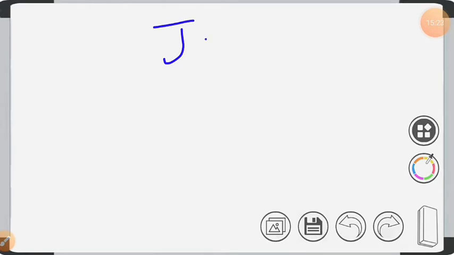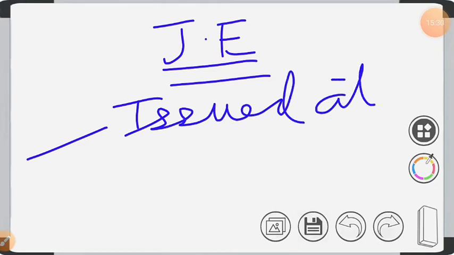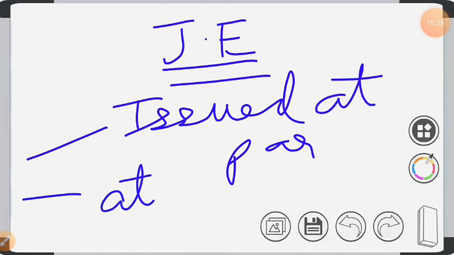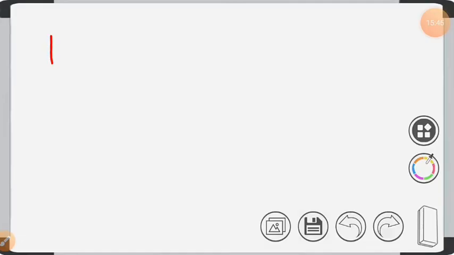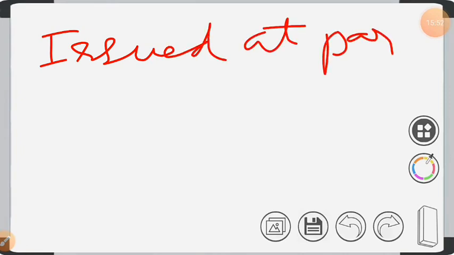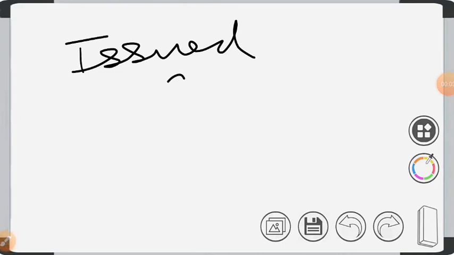What are the journal entries? When forfeiture of shares happens for shares issued at par, and when forfeiture of shares happens for shares issued at premium. Let us look into that. First, shares issued at par.